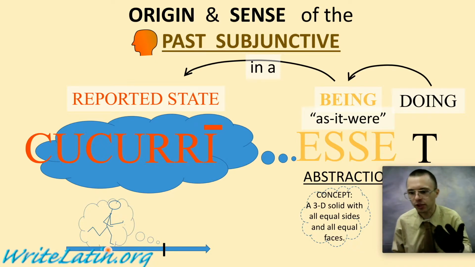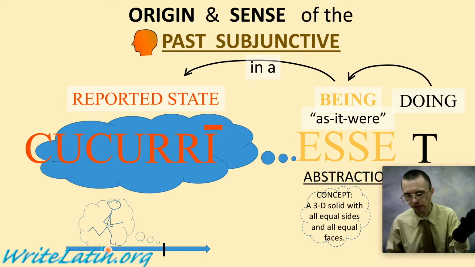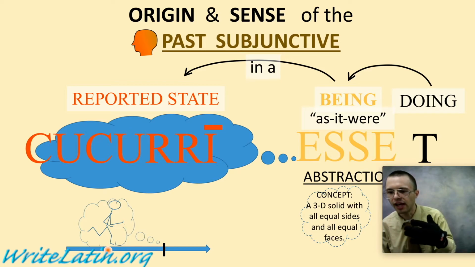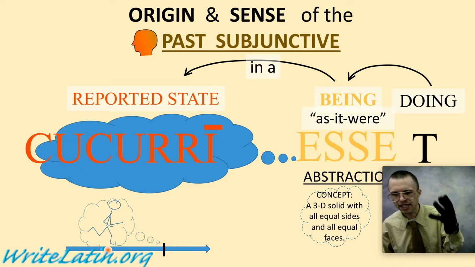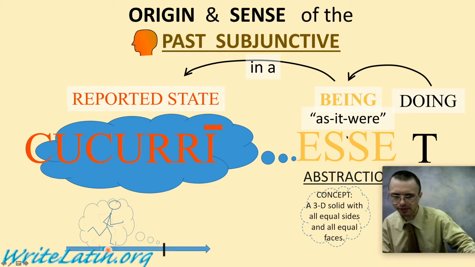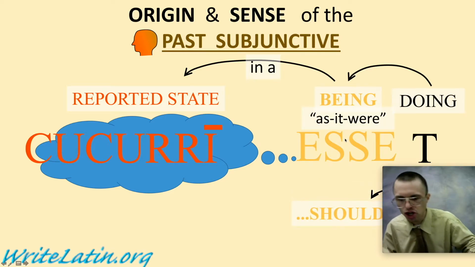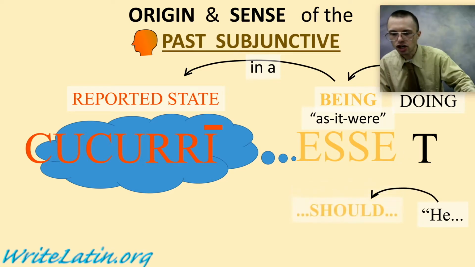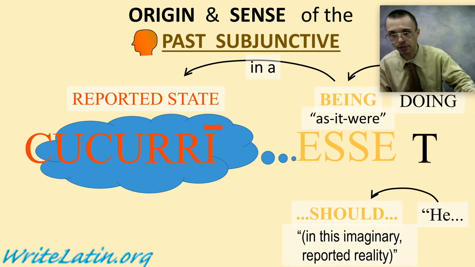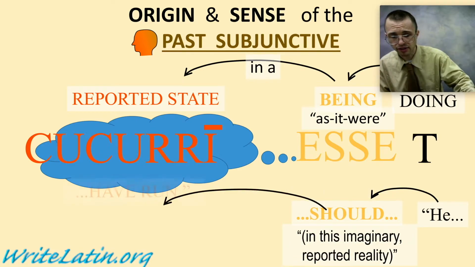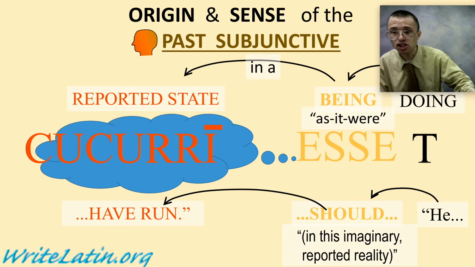And that's basically what you're doing with these past backward-looking subjunctives. You're taking an action and stripping it down to just the concept of doing that action. He was just doing the concept of it. So that's where we're going to get our translation, should have. He should, in this imaginary reported state, have run. He should have run.